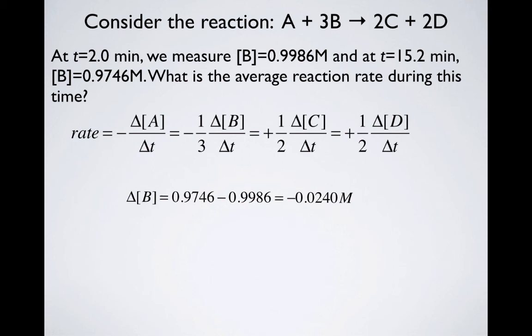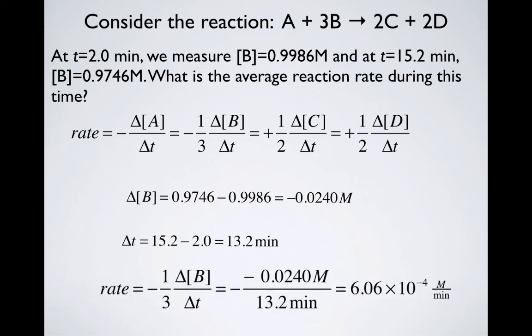The change in concentration of B is going to be your final concentration minus your initial concentration. So we have 0.9746 minus 0.9986. Notice that we get a negative change in the concentration of B. Well, that makes sense. B is a reactant, and so its concentration is going to be dropping. We look at the change in time. Our final time was 15.2 minutes. Our initial time was 2 minutes, and so the change in time was 13.2 minutes.